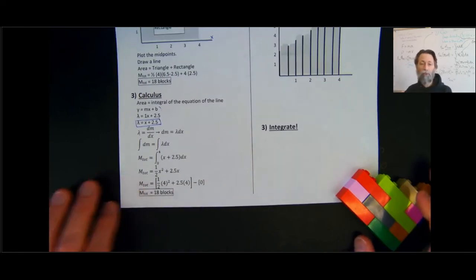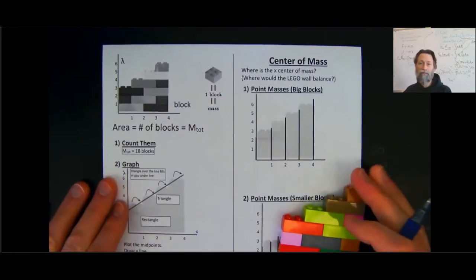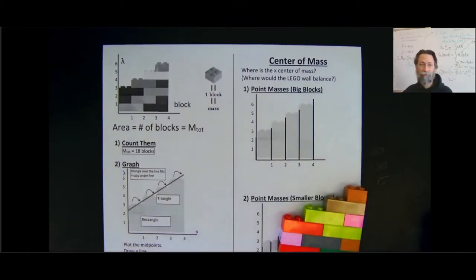So that's the beginning of what we were doing: finding the total mass. The reason we do that is because we are ultimately going to be trying to find the center of mass.